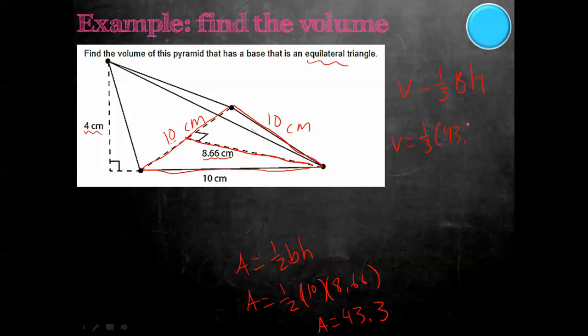So we have 43.3. And now remember here, this is the volume of the pyramid, so this is the height of the pyramid. So now we're going to talk about this 4. We're going to take 43.3 and multiply it times 4, which is 173.2. Now we're going to divide that by 3, and we're going to get approximately 57.73, repeated forever, centimeters cubed. And that would be your answer. And that is the end of surface area and volume of a pyramid 2.